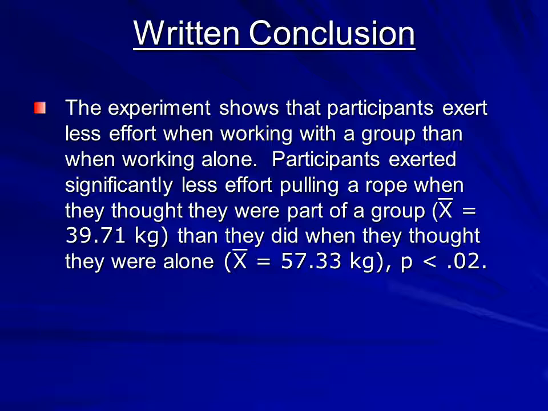So if we were going to reject this, we would say this whole thing. The experiment shows that participants exert less effort, so I need to know direction. Less effort when working in a group than when working alone. I also want to know the averages. So alone, I was told down here it's 57, and when you're in a group, it's 39, and I was told the p-value. So I want to know how significant these two differences are.